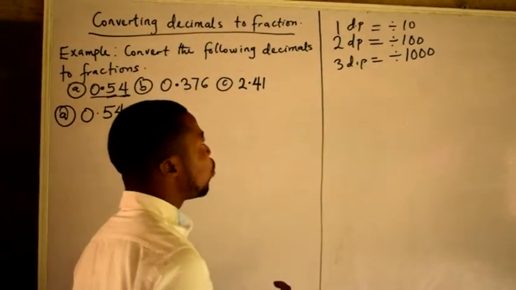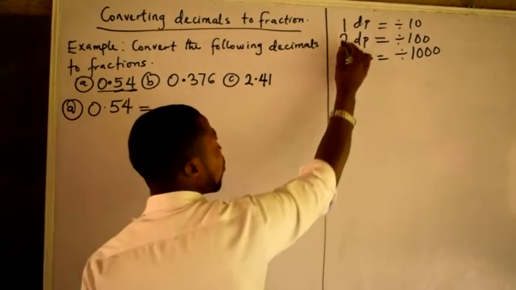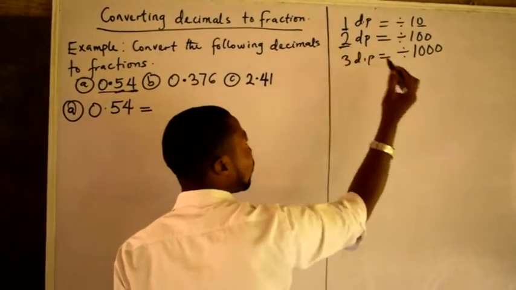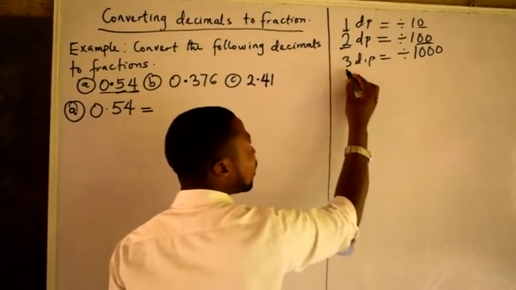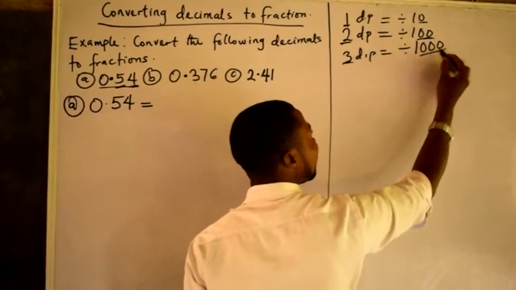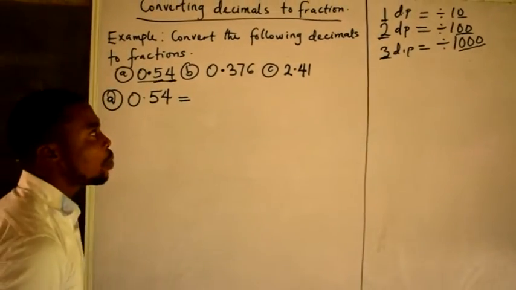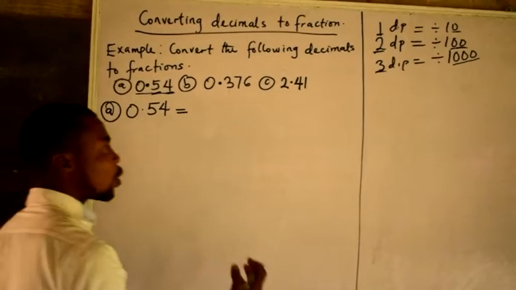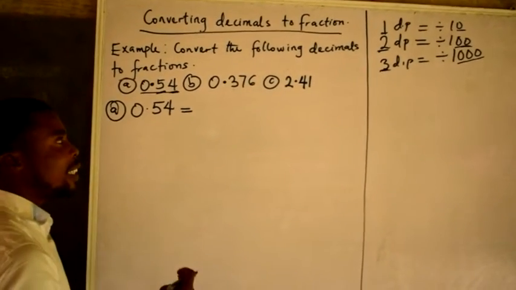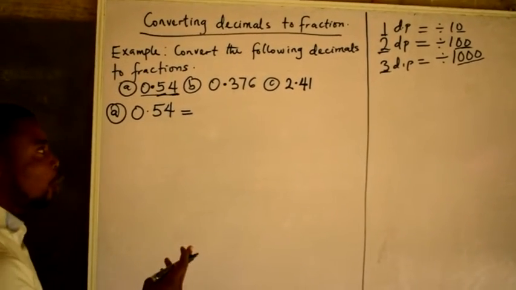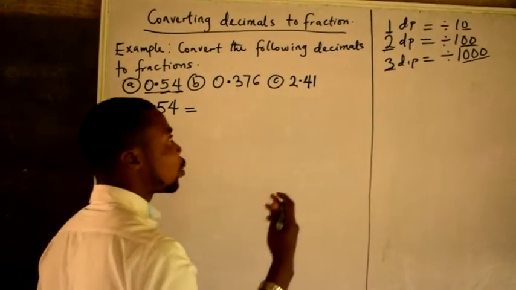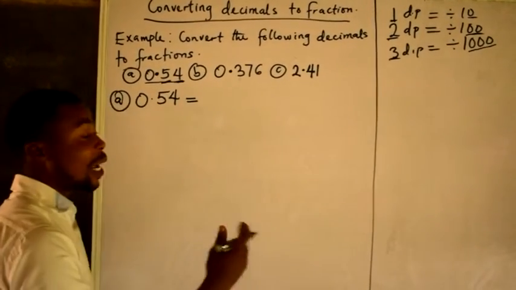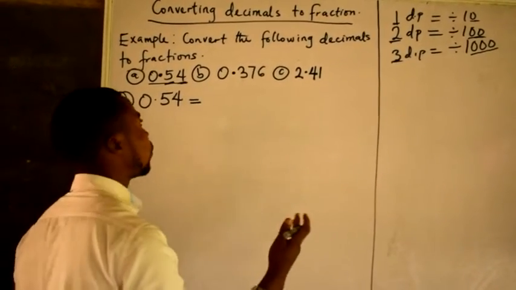If you look at it very well, you will see 1 decimal place will take 1 zero, 2 decimal places will take 2 zeros, 3 decimal places will take 3 zeros. Which means that the decimal places will determine the number you will use to divide, either 10, 100, 1000, and so on. If it is 4 decimal places, that will be 10,000, and so on.